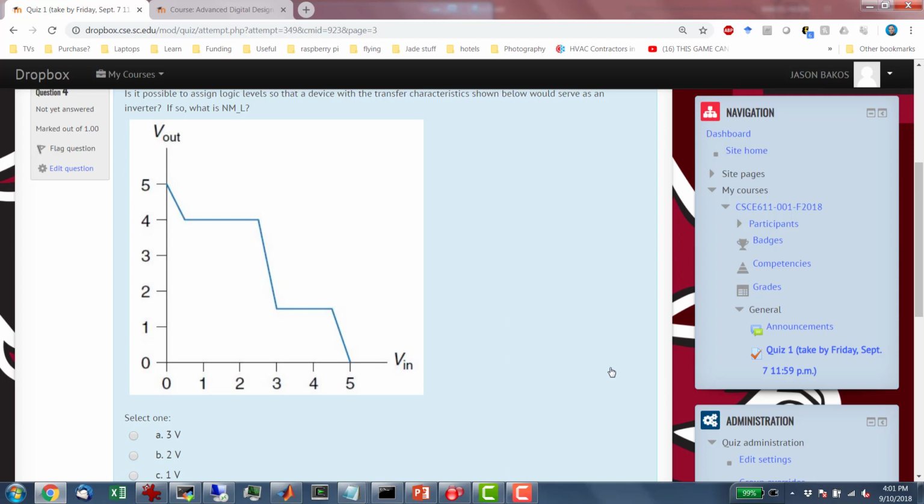And then likewise, once you get to about 3, then that looks like it's going to be a high, VIH, input high. So input low is 2.5, input high is 3, right? As long as you're below 2.5, that's going to be registered as a 0 or a false. If you go above 3, that's registered as a high. So then if you look at the difference between VOH and VIH, you get the noise margin.